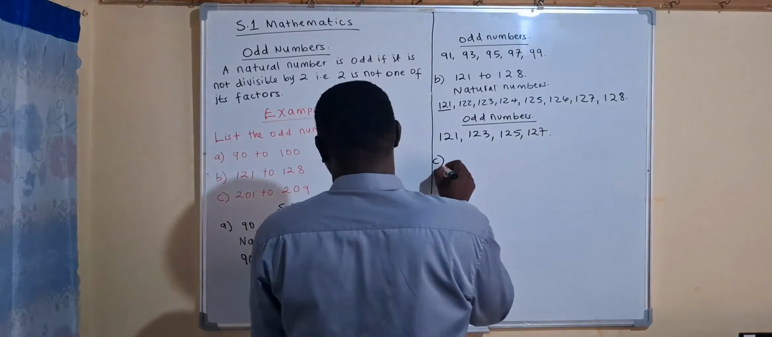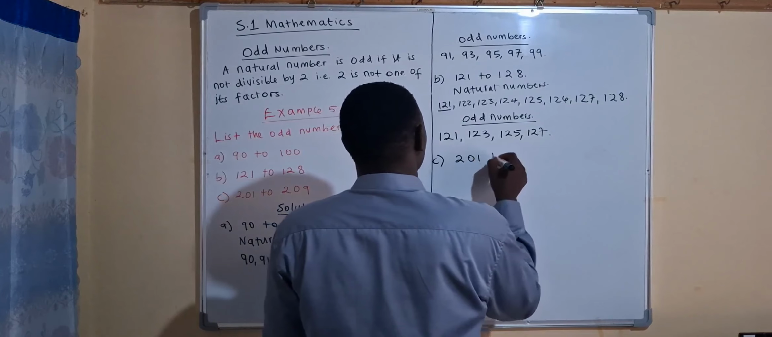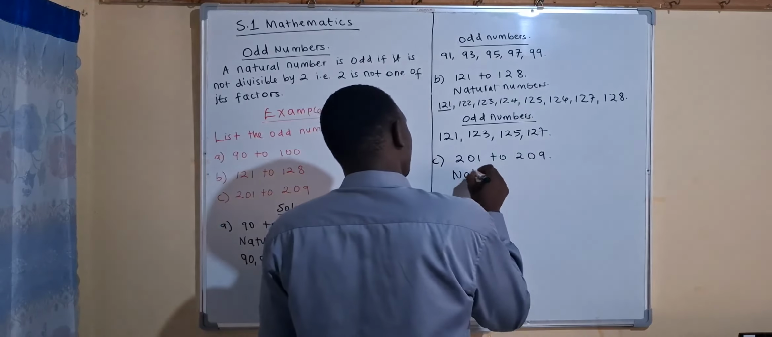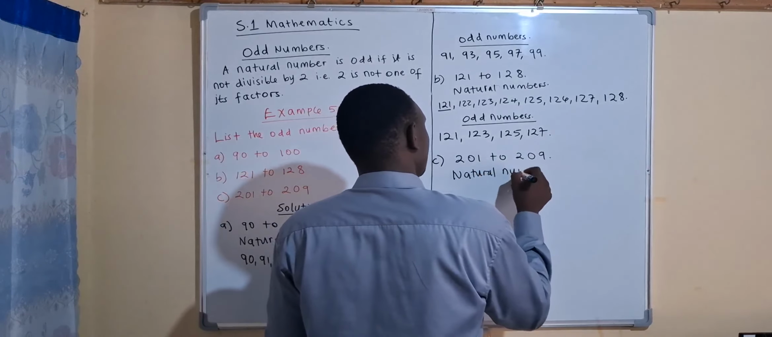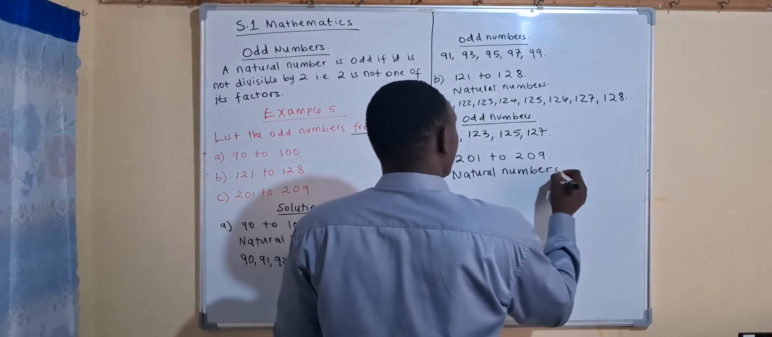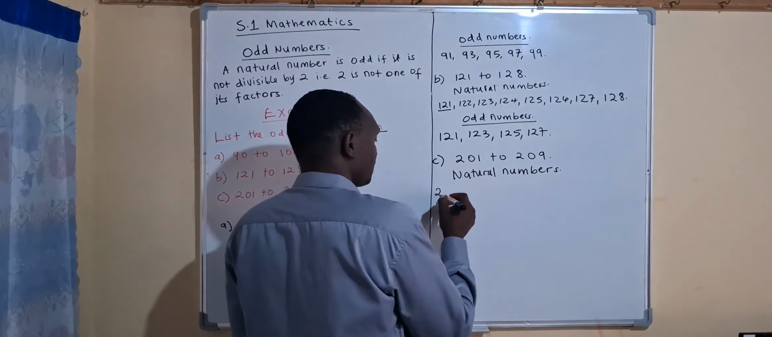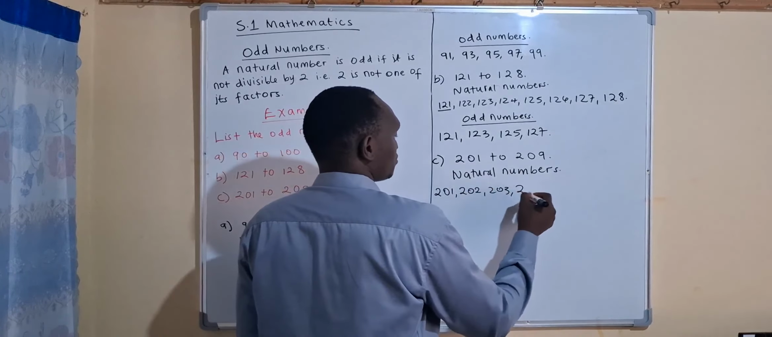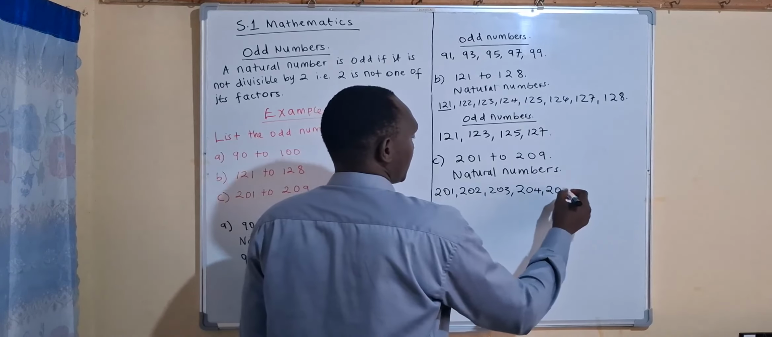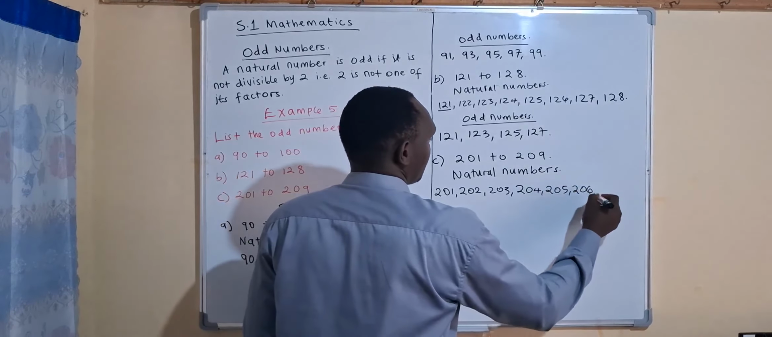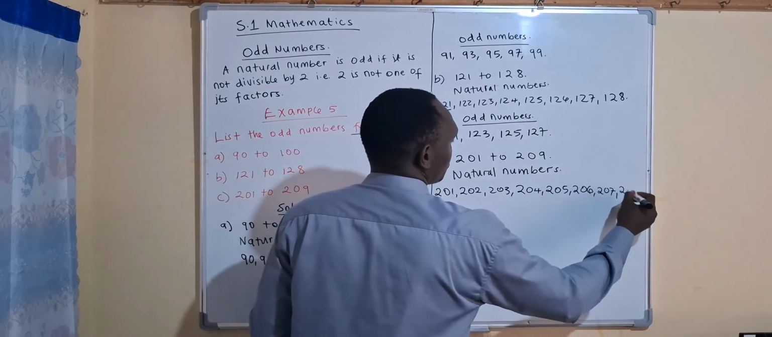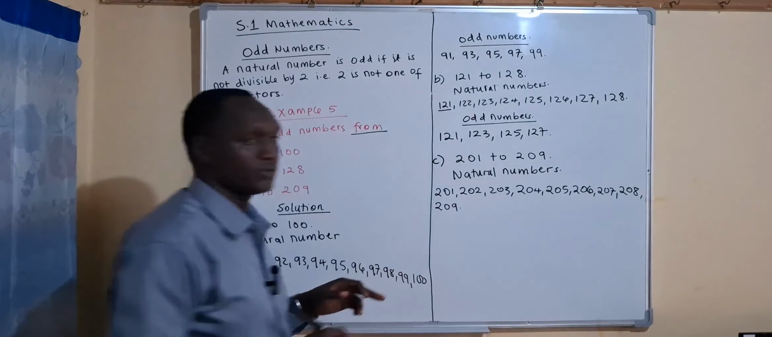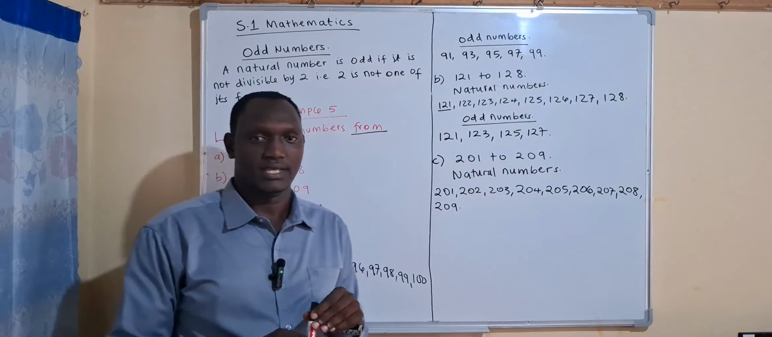Going to part C, which is from 201 to 209. Let us first get the natural numbers that run from 201 to 209. That means we shall begin from 201, 202, 203, 204, 205, 206, 207, 208, and then finally 209. Those are the natural numbers from 201 to 209.